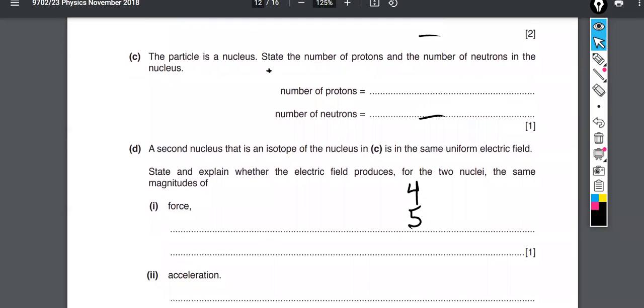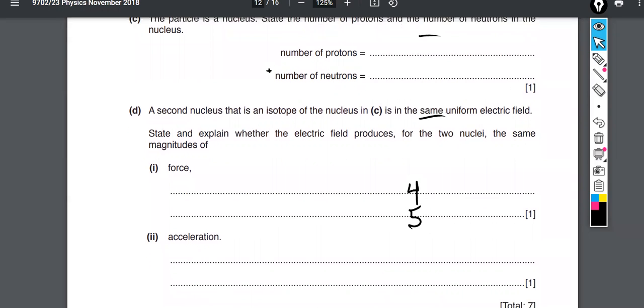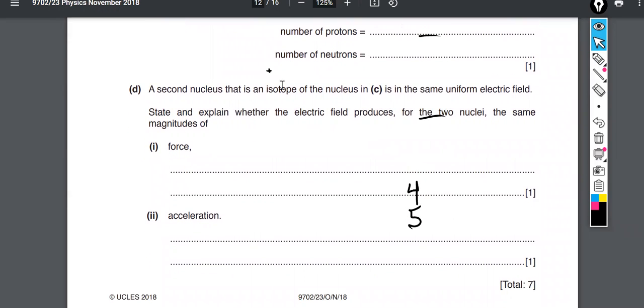Almost a freebie. The second nucleus, that is an isotope of the nucleus in C, is in the same uniform electric field. State and explain whether the electric field produces for the 2 nuclei the same magnitudes of force and acceleration. So if it's an isotope, then it has the same number of protons. So it has the same charge. In other words, it's got 4 protons. But it's going to have a different number of neutrons. And so what does that mean? It's going to be more inert. It has more mass, but it doesn't have any more charge.